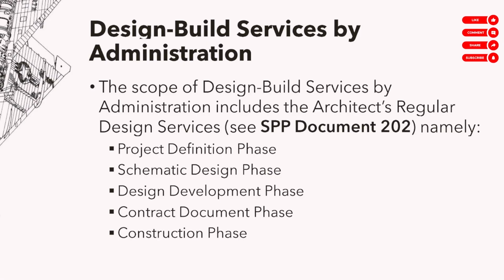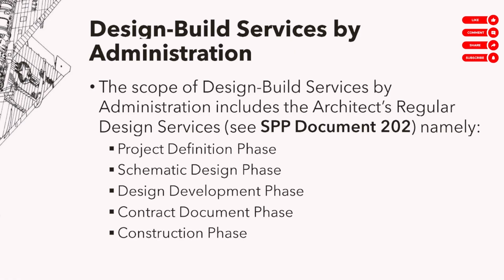Meaning, lahat ng dapat mong gawin under SPP 202, which is the one explaining regular design services, gagawin mo pa rin. So, sabi natin, different phases yun, may project definition, schematic design, design development, contract document phase, and construction phase. Lahat yan, trabaho mo pa rin yan as a designer. Now, you might notice, there are only 5 phases here. 1, 2, 3, 4, 5. If you recall sa SPP 202, there were 6 phases. So one phase is missing.